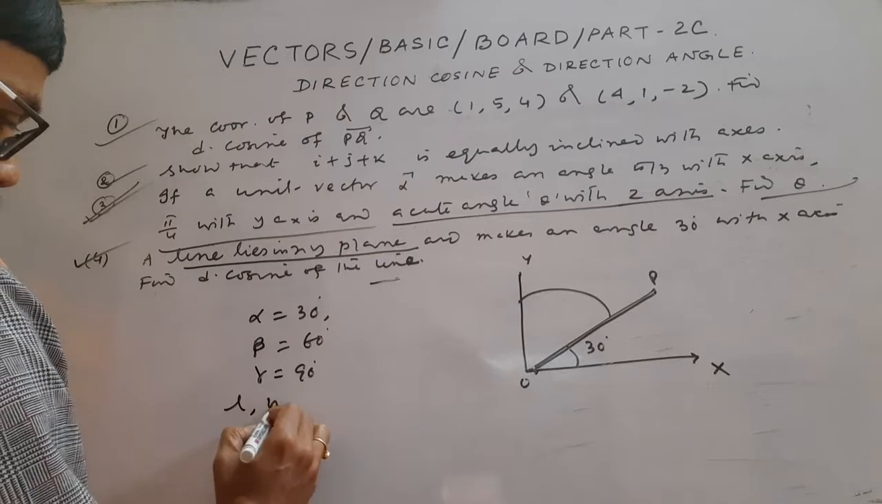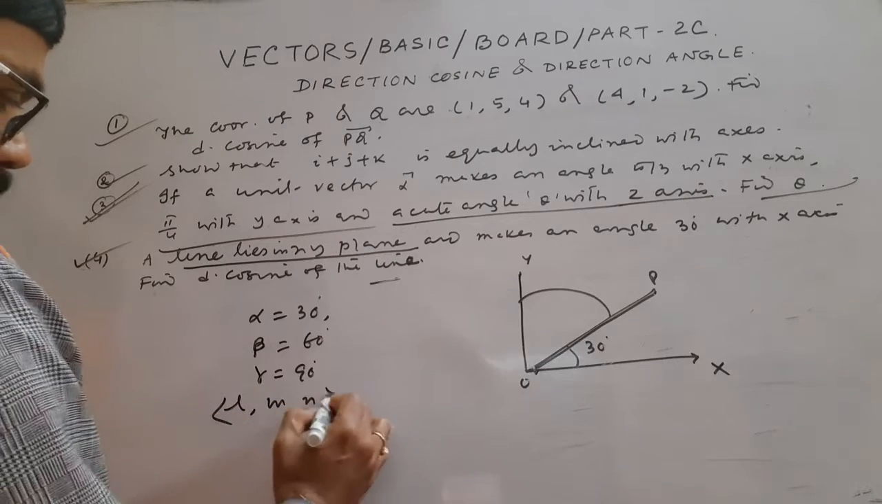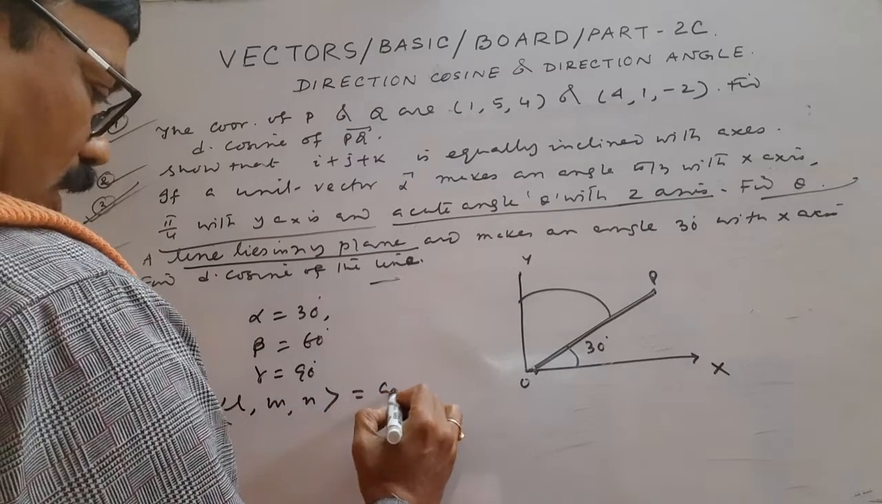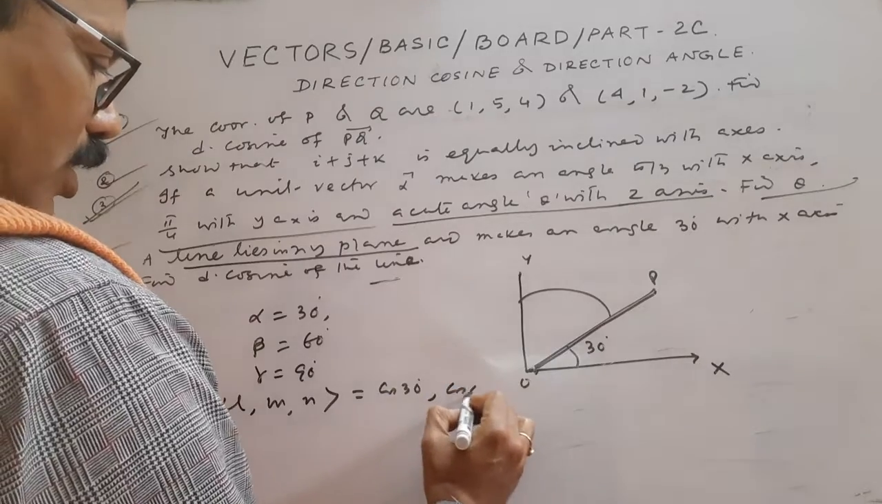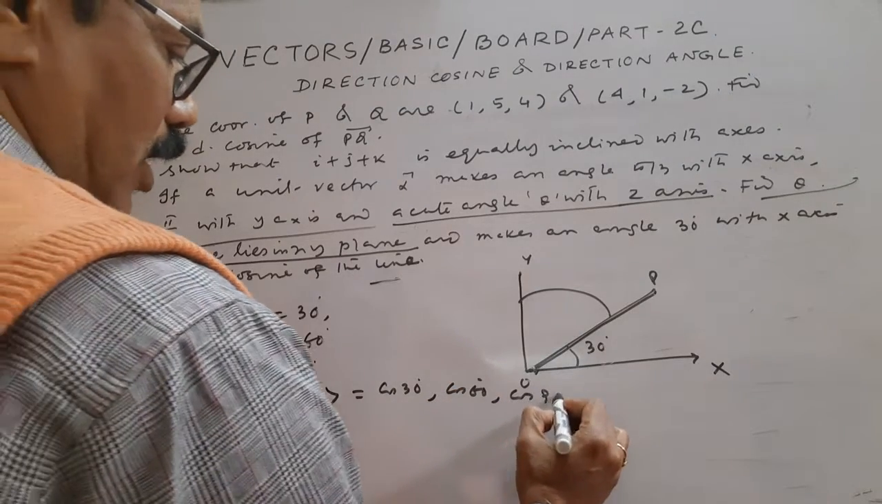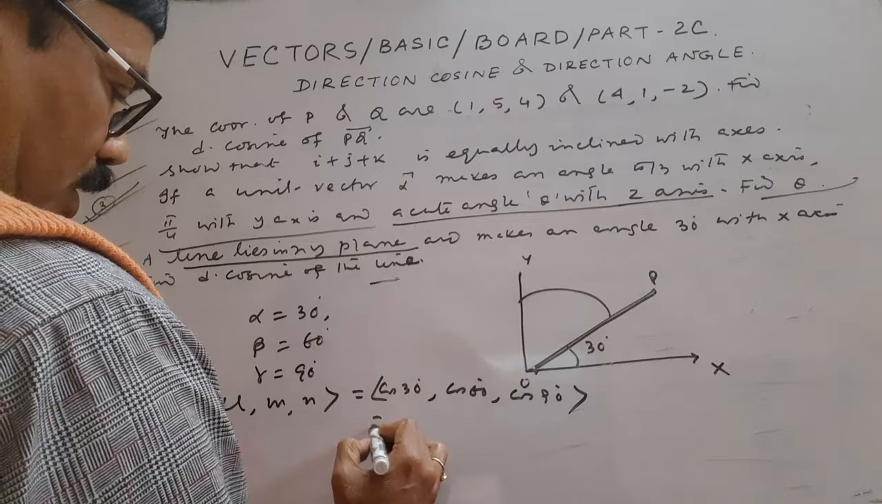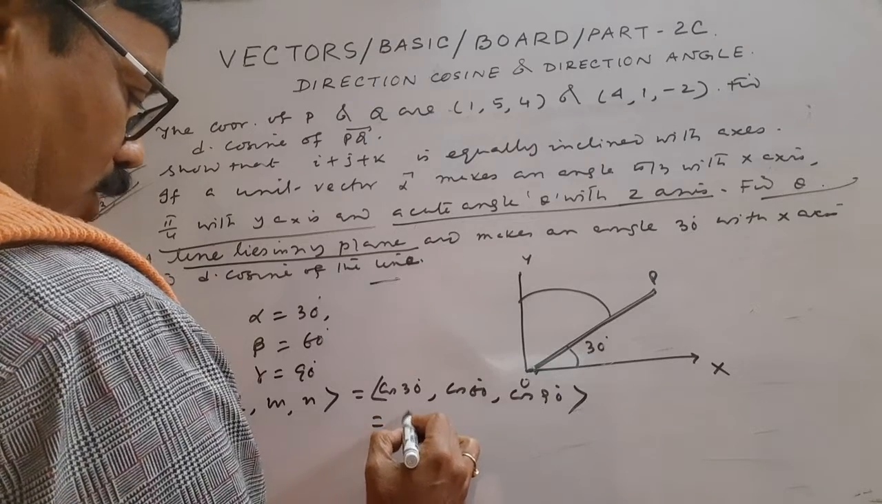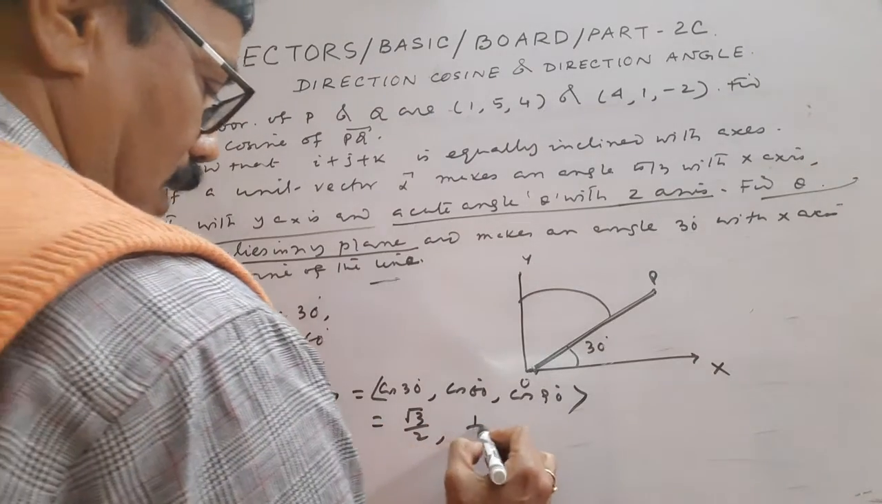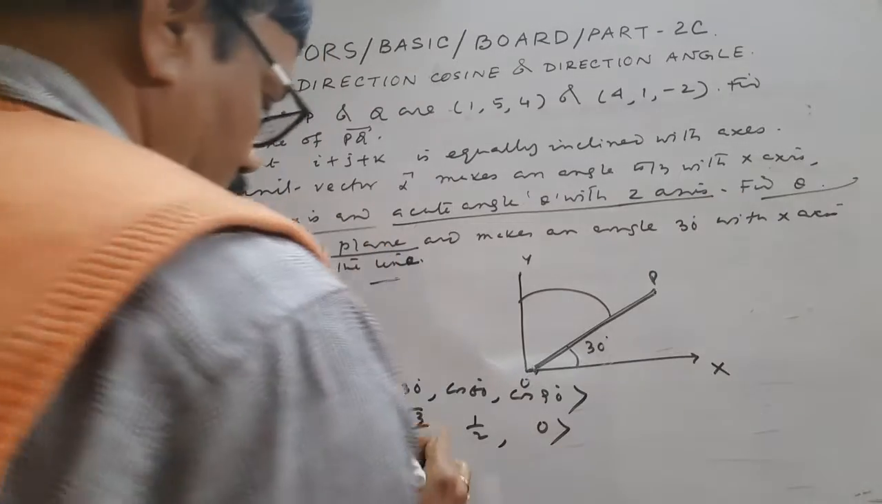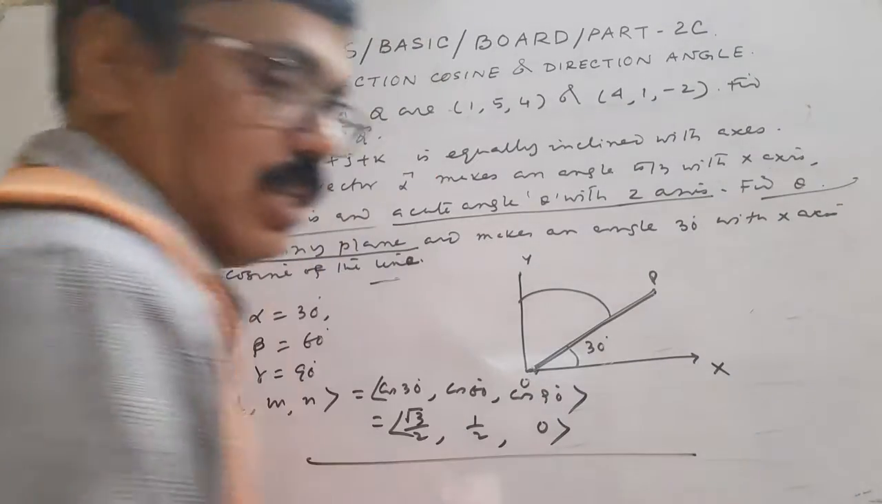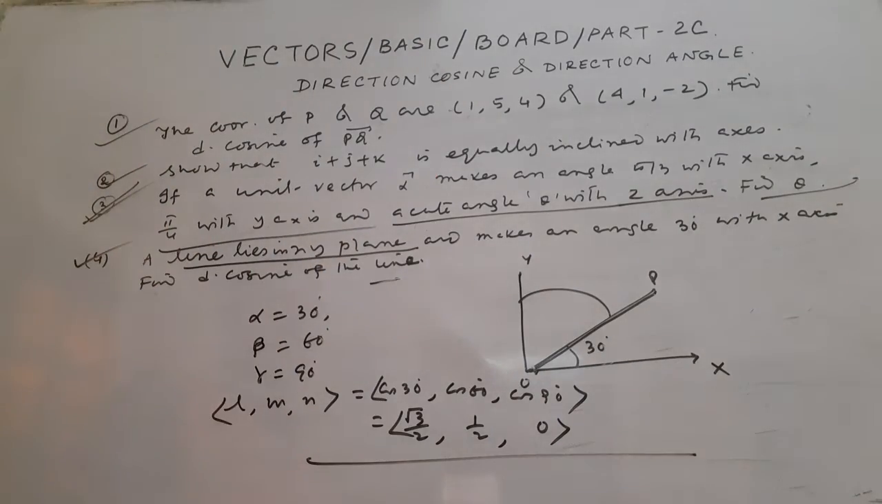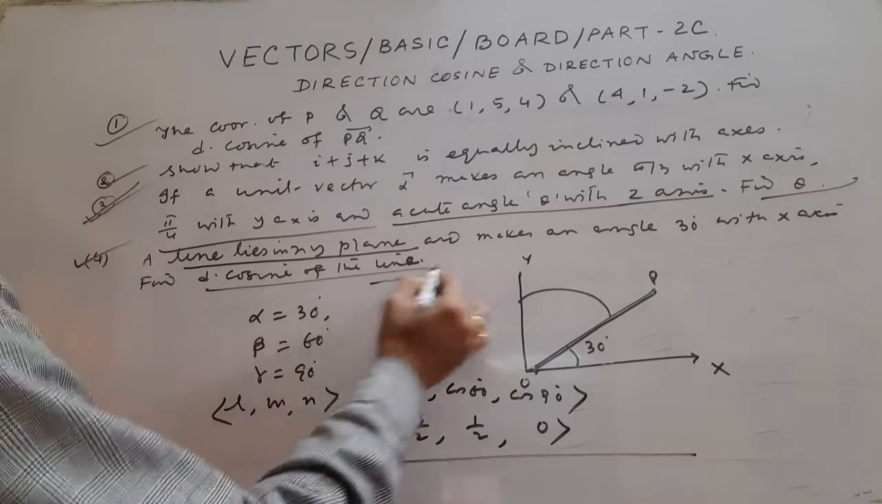So what are l, m, n, the direction cosines? Cos 30, cos 60, cos 90. This is root 3 by 2, this is half, and this is 0. So these are the direction cosines of the line.